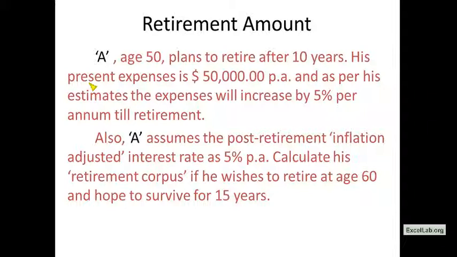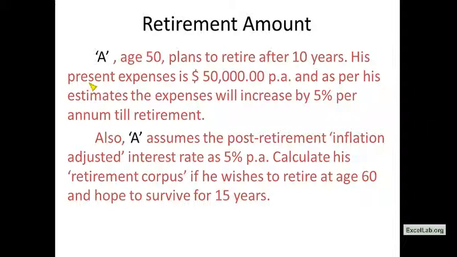So here a person A, whose age is 50, plans to retire after 10 years. His current expenses are $50,000 per annum, and as per his estimates the expenses will increase by 5% per annum till retirement. Also, he assumed that the inflation adjusted interest rate, or real rate, will be 5% per annum. So here we have to calculate the retirement corpus, and the life expectancy is 75 years. That is, he will survive for 15 years post retirement.